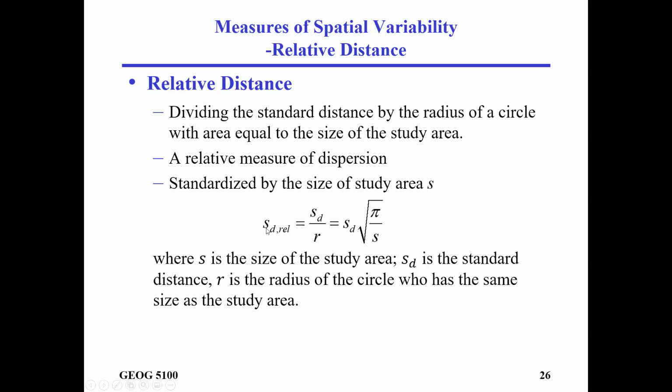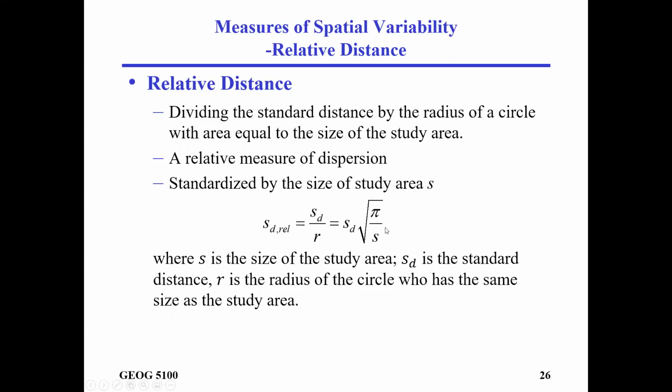So relative distance is called SD REL, REL for relative. It is simple. It is the ratio between standard distance and that radius I just discussed, right? But how to calculate that radius? Of course, like I said, you need to know the size of the study area. A is the size of the study area. It is not standard deviation. Be careful with that. And of course, if you use pi to divide that area and you calculate the square root of this ratio, you get R.